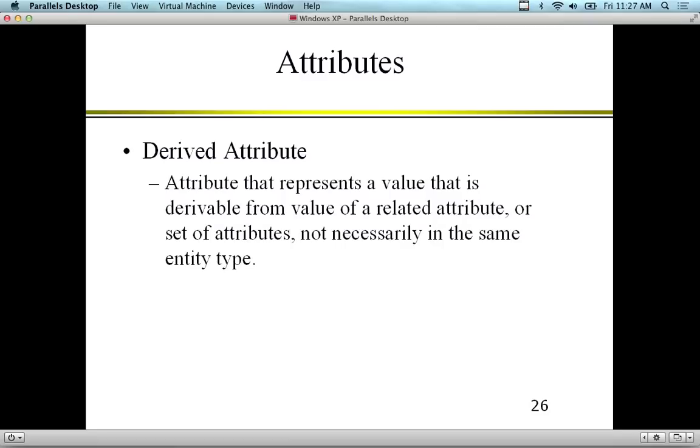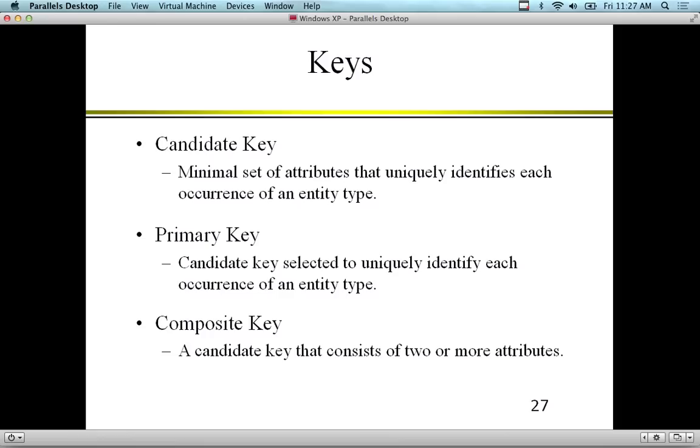Then we have derived attributes. Your age is a derived attribute, given the date of birth and the current year. That's how we get your derived attribute. Also, maybe your status. Are you a current student? Are you a probation student? Your GPA is a derived attribute. No one's going to store a GPA in a database because it's a derived attribute. You can create derived attributes from single valued attributes or from multiple valued attributes, but it's derived, which means it represents a value that's derivable from a related attribute or a set of attributes, not necessarily in the same entity type, actually.